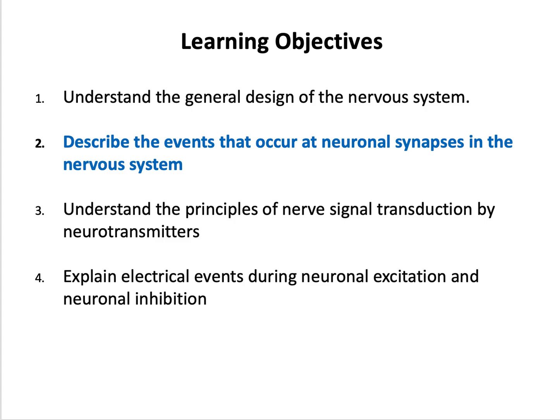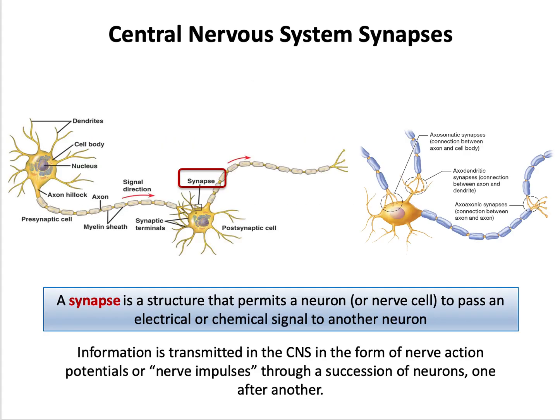So this video is going to go over learning objectives 2 and 3, and then I'll have a final third video going over learning objective 4. All right, so let's talk about the central nervous system synapses.